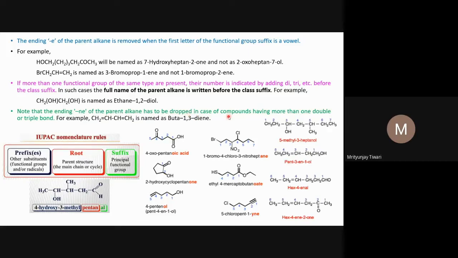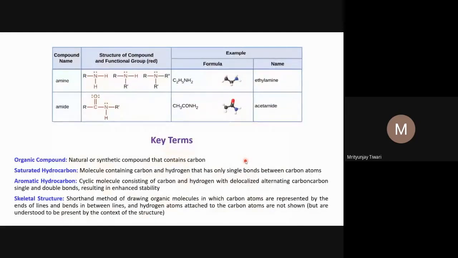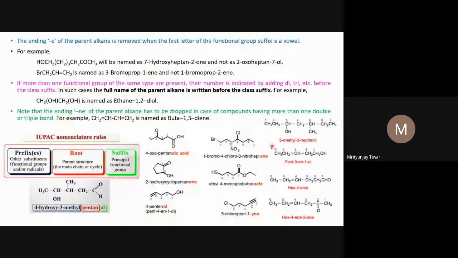If there was only one double bond or one triple bond, we remove Ane and then we add ene or yne. If there are more than one double bond or triple bond, then we remove only Ne and we write diene or triene. And we remove only E if the functional group suffix starts with a vowel. And other examples you can just see. I think I'll finish these examples as well.